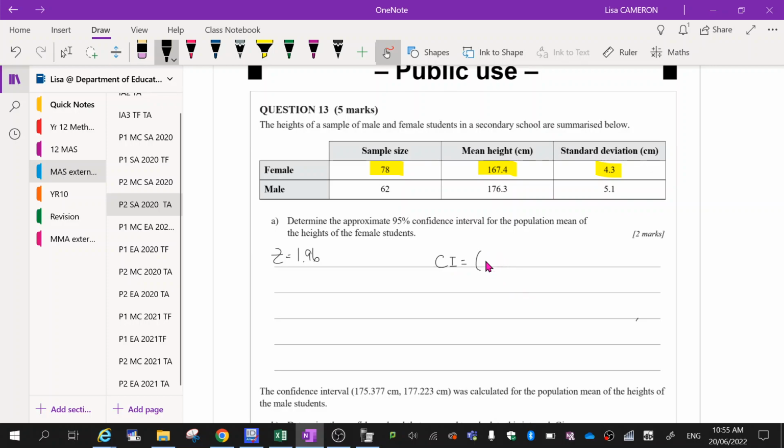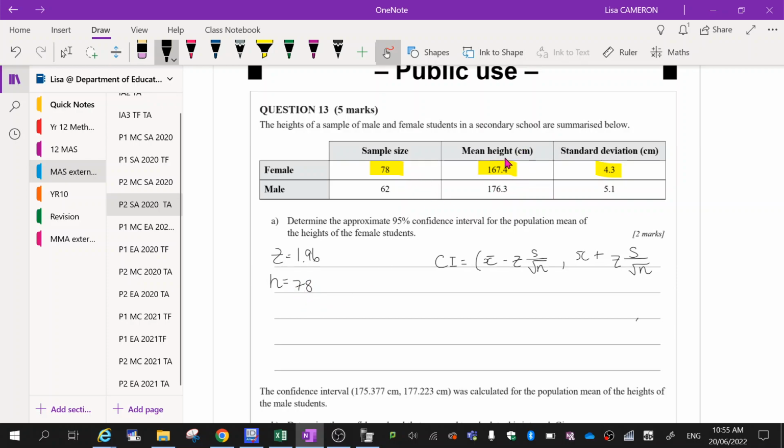The other things that are going into our formula here, if I state my formula for the confidence interval, that's going to be the mean minus z multiplied by our sample deviation over the square root of the number of people in the sample, and our mean plus our z-score times the sample deviation over square root of n. Okay, so next thing we can state, n, our sample size is 78.